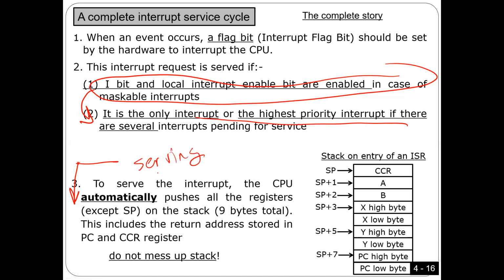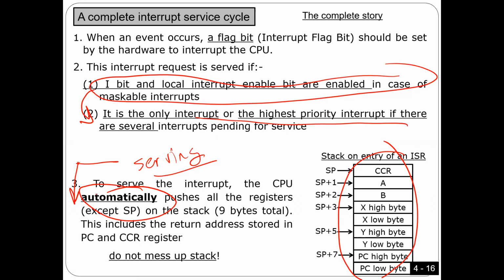To serve the interrupt, this is the first step, step number 3 here, in serving the interrupt. So what's going to happen? The CPU automatically pushes all the registers, 9 bytes in total, to the stack. As you see here, guys, all the registers are automatically pushed to the stack. Again, look here, I'm saying automatically. That means you don't need to write any instruction to do that. So this is done automatically.